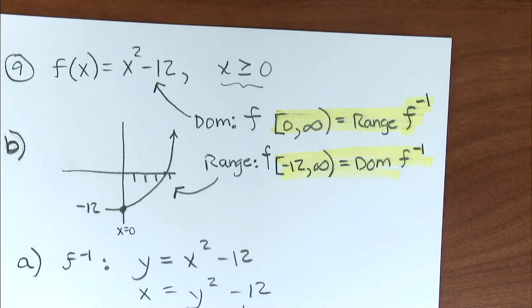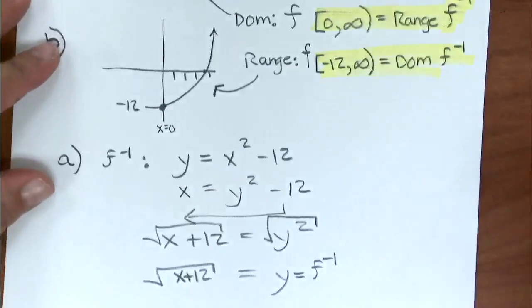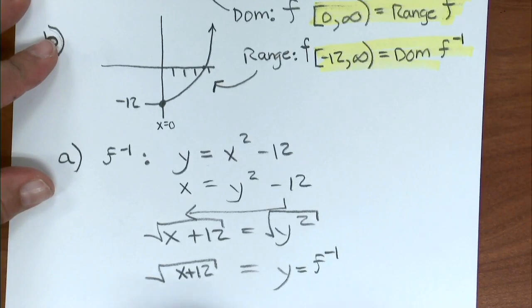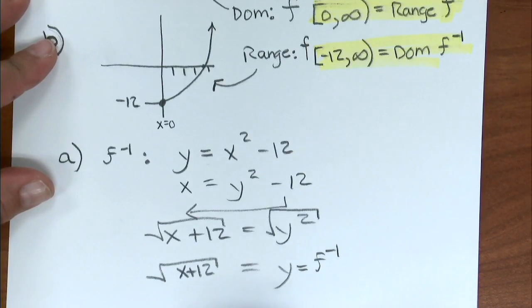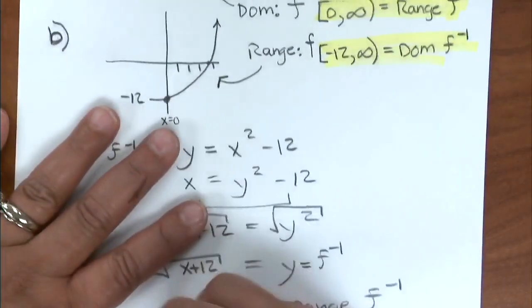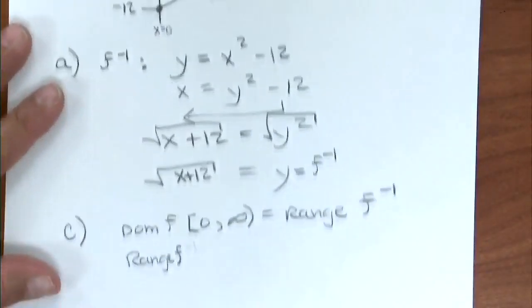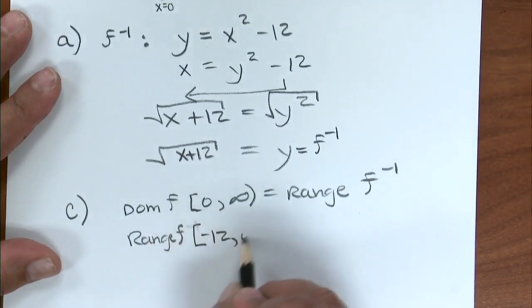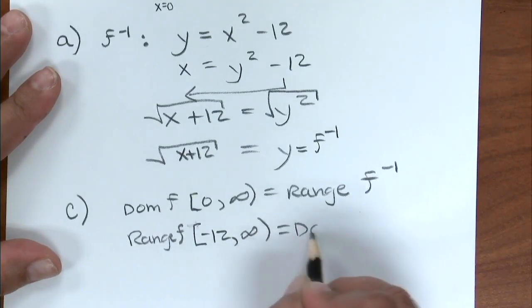All right, now I'm going to complete the picture. I've already found all the domain and range stuff. You can write it down here if you want. Again, the domain of f was 0 to infinity, and that's also the range of the inverse. That's two answers in one. And even though they don't ask you until part C, I think you should do it at the beginning. This was negative 12 to infinity, which is the domain of the inverse.